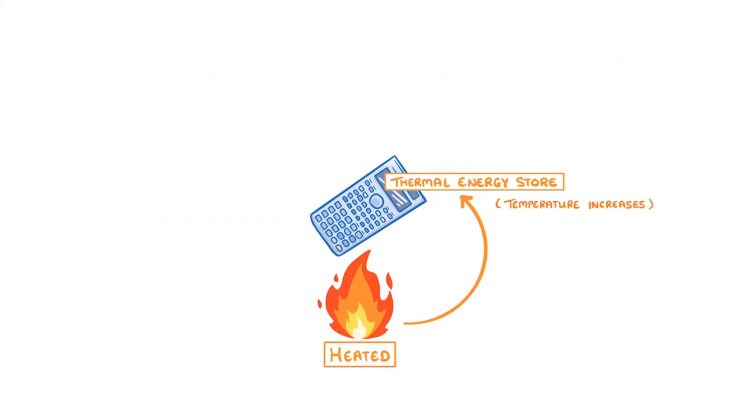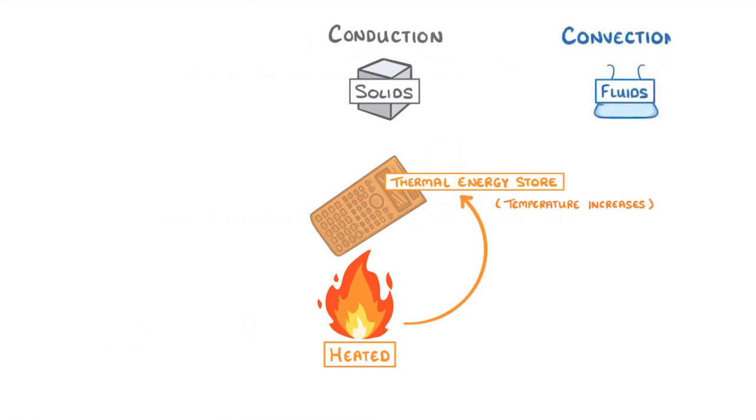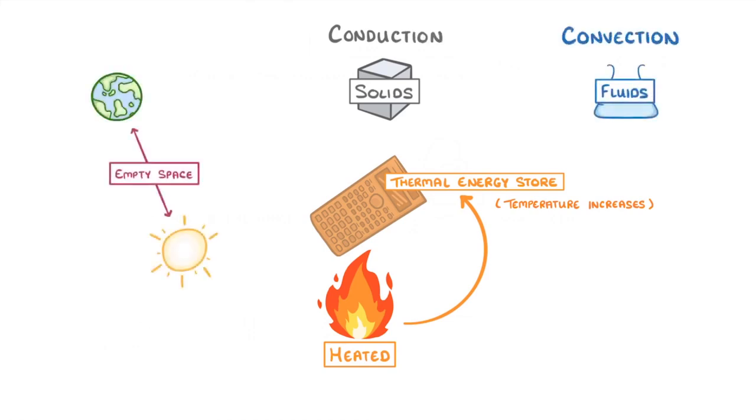Whenever an object is heated, energy is transferred to its thermal energy store, and its temperature increases. The process of heating, though, can take place in three different ways, depending on the medium involved. For solids, heat is transferred by conduction. In fluids, it's via convection. And to get through empty space, heat has to be transferred in the form of radiation.